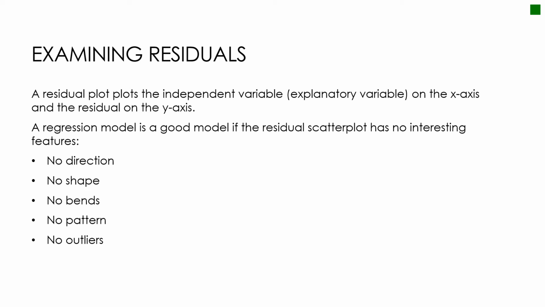Remember, what we're looking for in a residual plot is absolutely nothing. No direction, no shape, no bends, no patterns, no outliers. We just want a bunch of random scatter that doesn't make any sense at all, and that's perfect for a residual plot. If I start seeing patterns or bends or shapes, then I know I've got a problem.